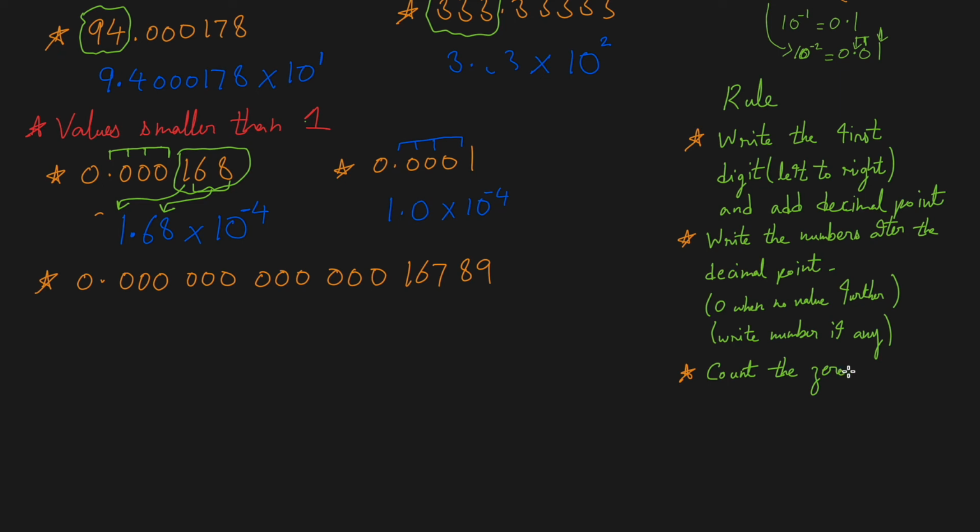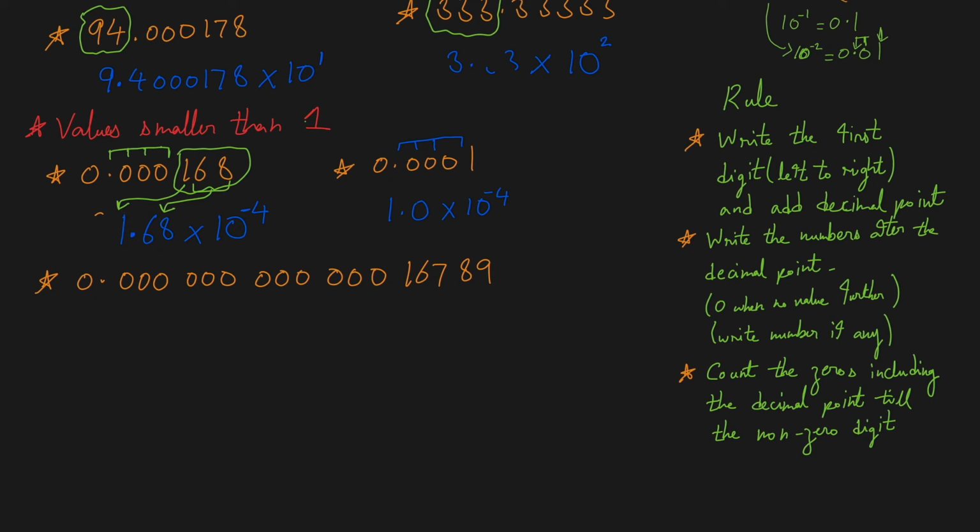Count the zeros, including the decimal point, till the non-zero digit, the non-zero digit that you write as the very first value in the standard form.